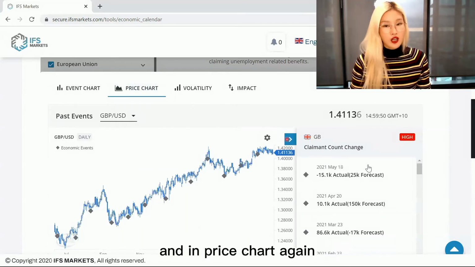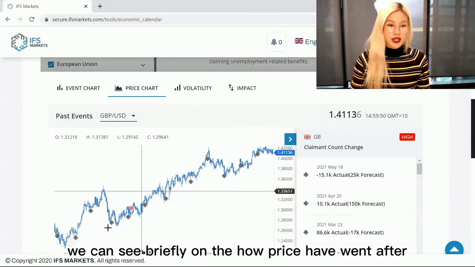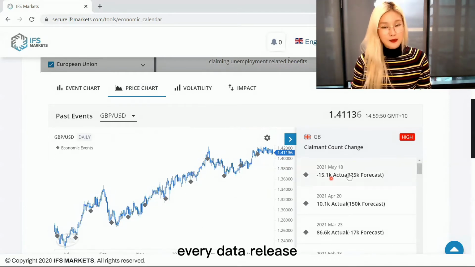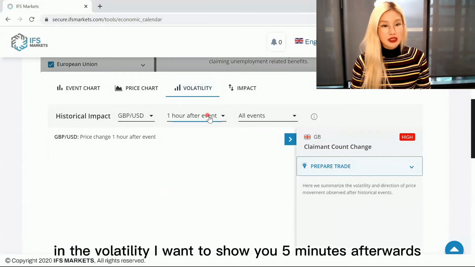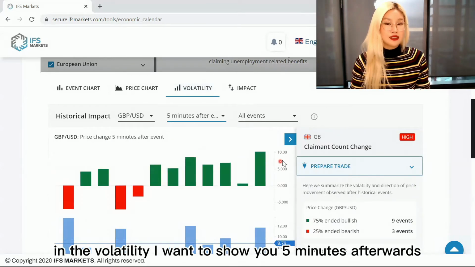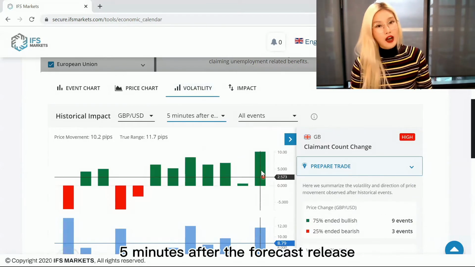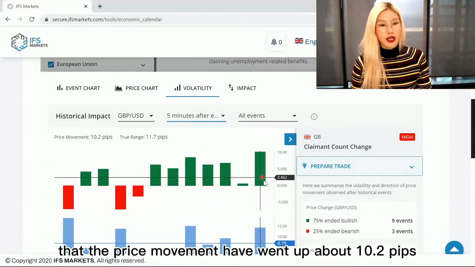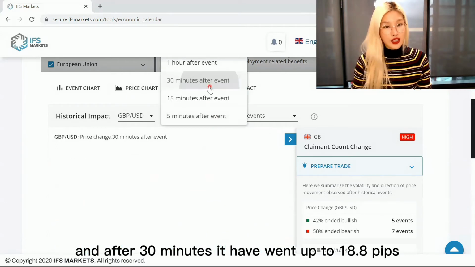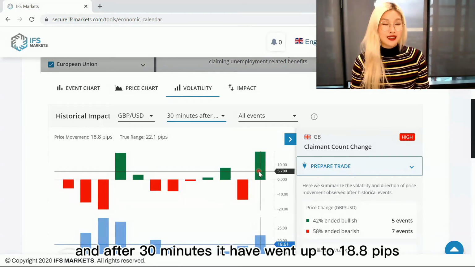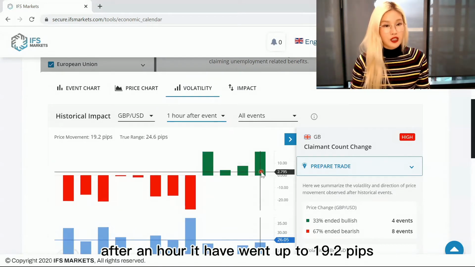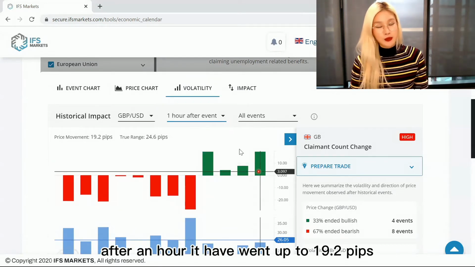And in the price chart, again, we can see briefly how price went after every data release. In the volatility, I want to show you 5 minutes afterwards. 5 minutes after the forecast release, the price movement went up about 10.2 pips, and after 30 minutes, it went up to 18.8 pips. After an hour, it went up to 19.2 pips.